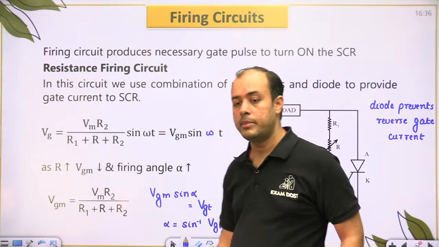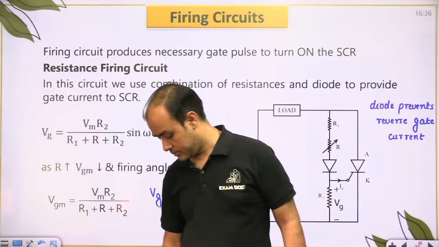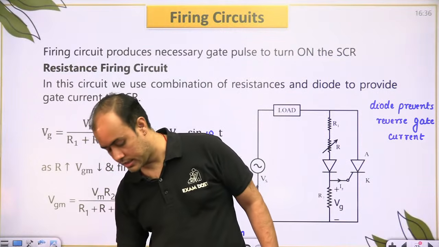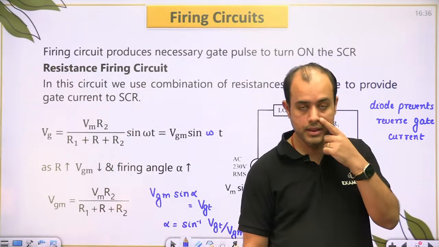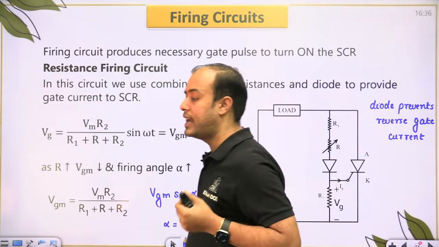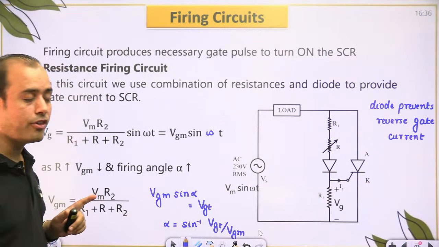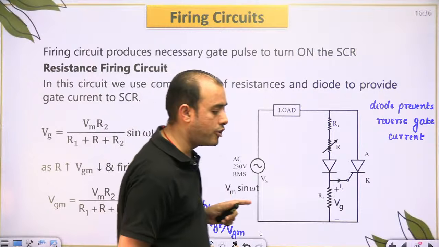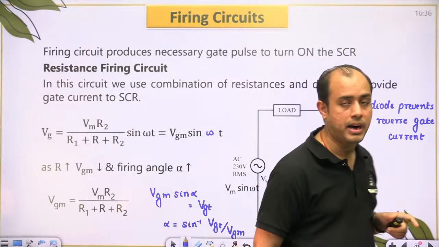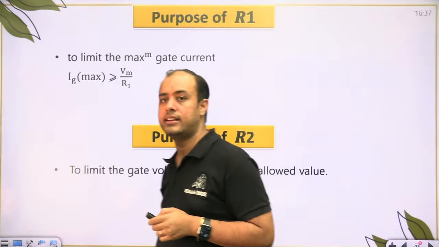If DIAC can only be triggered by breakdown, then why we use it? It is only used to trigger the Triac. Okay? So firing angle is the angle at which my SCR gets triggered after becoming forward bias. यानी फॉरवर्ड ब्लॉकिंग मोड में आने के बाद कितने एंगल के बाद वो ट्रिगर होगा, दैट इज फायरिंग एंगल.